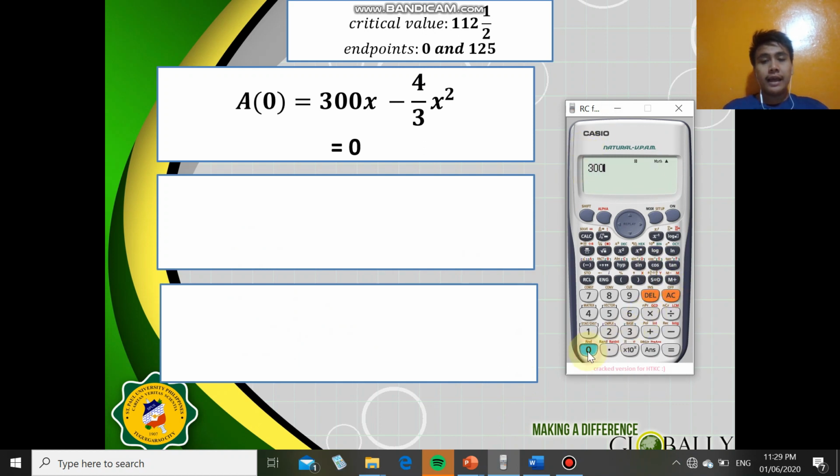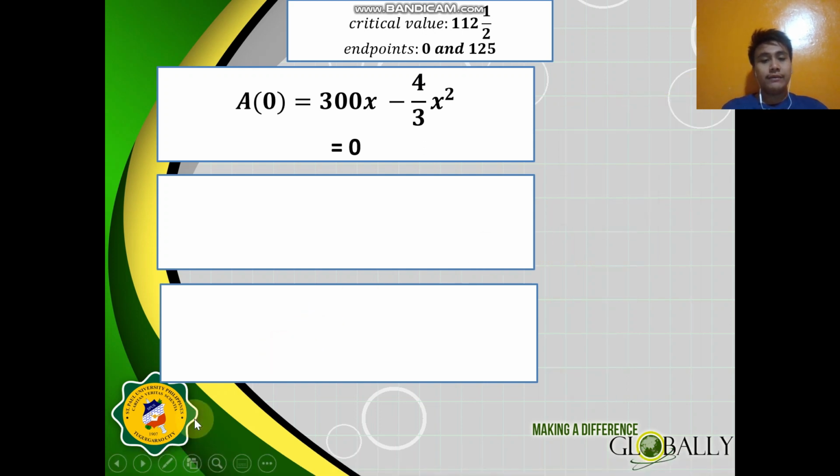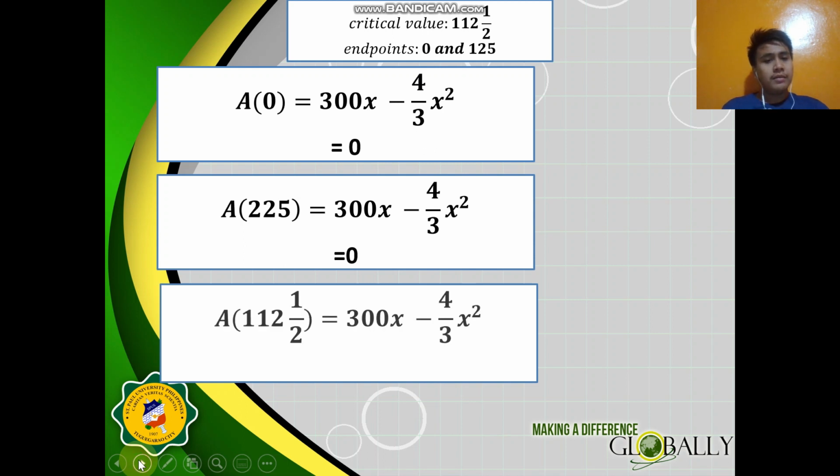So 300x minus 4/3 x squared. Then just click calc again and input 0, and this will give us 0. So that's great. So next is that if our x is 225, this will give us also 0. But how about if our x is 112 and a half?